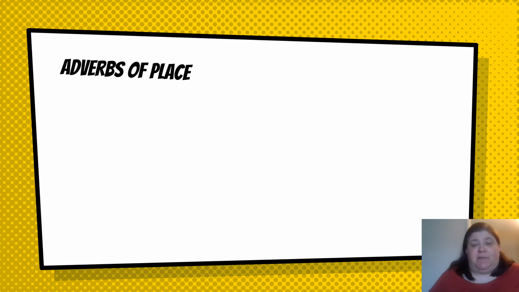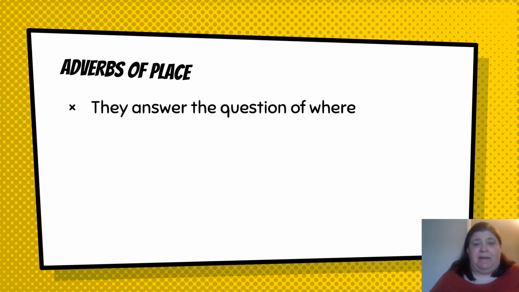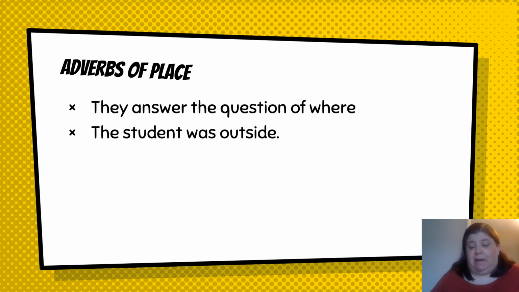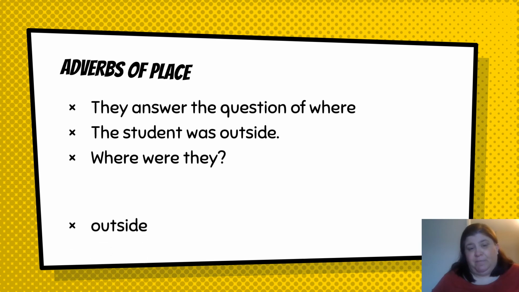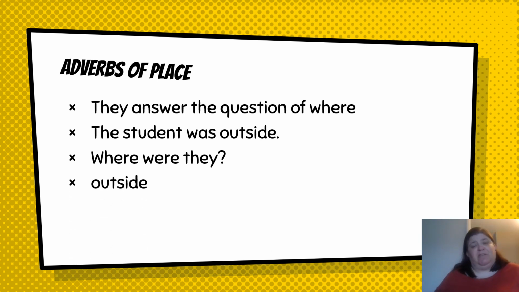Next, we're going to look at adverbs of place, and they're just going to answer that basic question of where something happens. Where? The student was outside. Where was the student? They were outside. So it's very simple. We're inside, outside, down the street, up in the air. It's going to use a directional word. Up, down, inside, outside. Words like that. Between, things of that nature. So you're just going to be looking for those words that are describing a place.